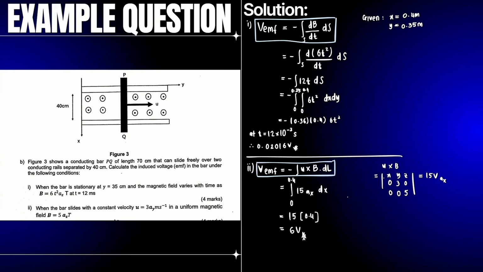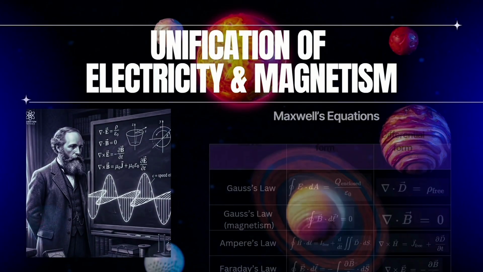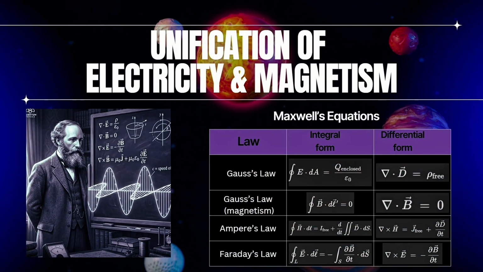So who is James Clerk Maxwell? A Scottish physicist who, during the 19th century, formed the unification of all electricity and magnetism. Along with his equations derived in both integral and differential form, he proposed they are all interconnected aspects of one electromagnetic field.